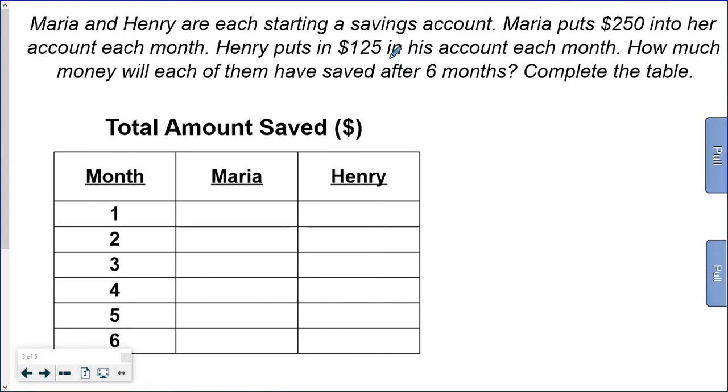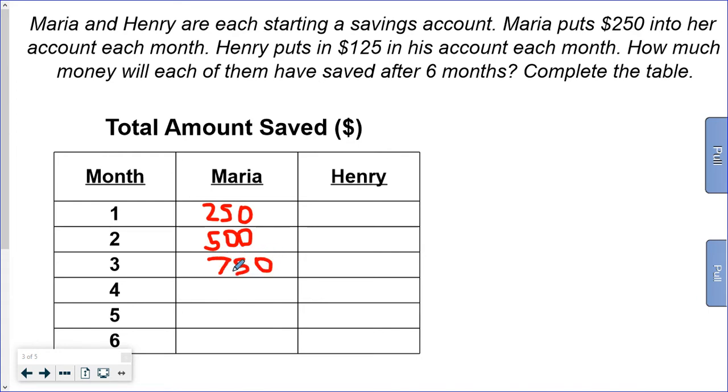All right, so let's go ahead and complete the table. Maria is always going to put $250 in her account. So at the end of the first month, it just makes sense that she would have $250. And then if you add another $250 onto that, at the end of the second month, she's going to have $500.